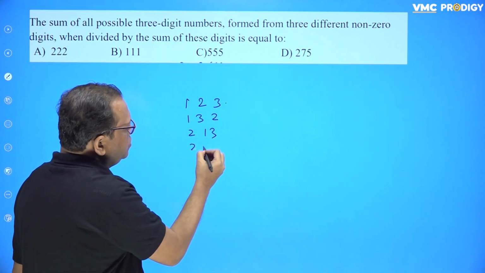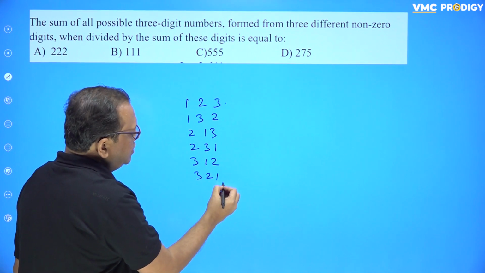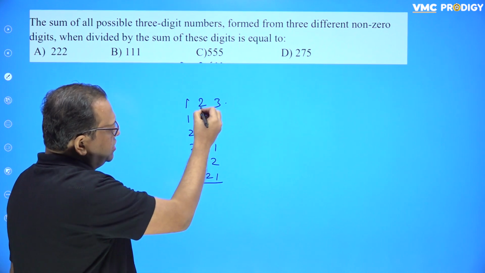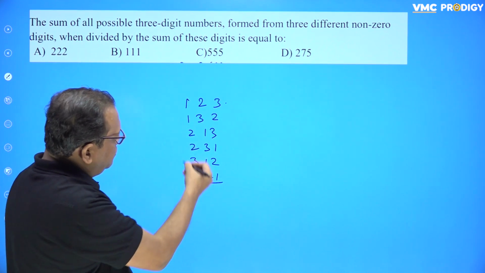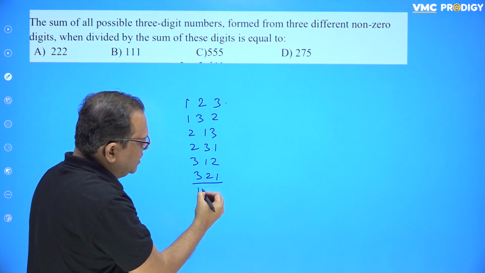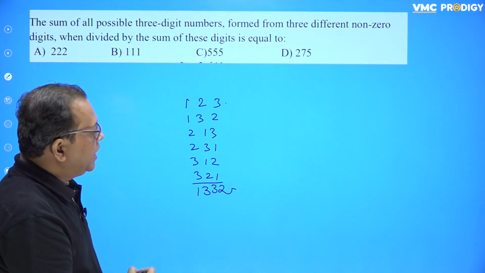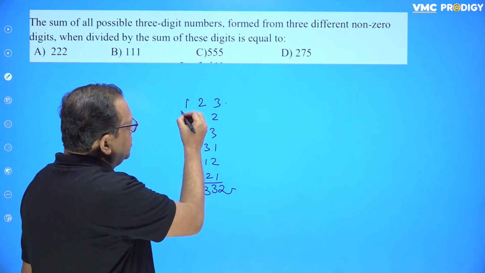213, 231, 312, 321. So if you add these numbers, these are the 6-digit numbers, right? Because they use 3 different non-zero digits. So if you add these numbers, what is the sum that you get? You get the sum to be 1332. And this is divided by the sum of these digits. So what is the sum of the digits?